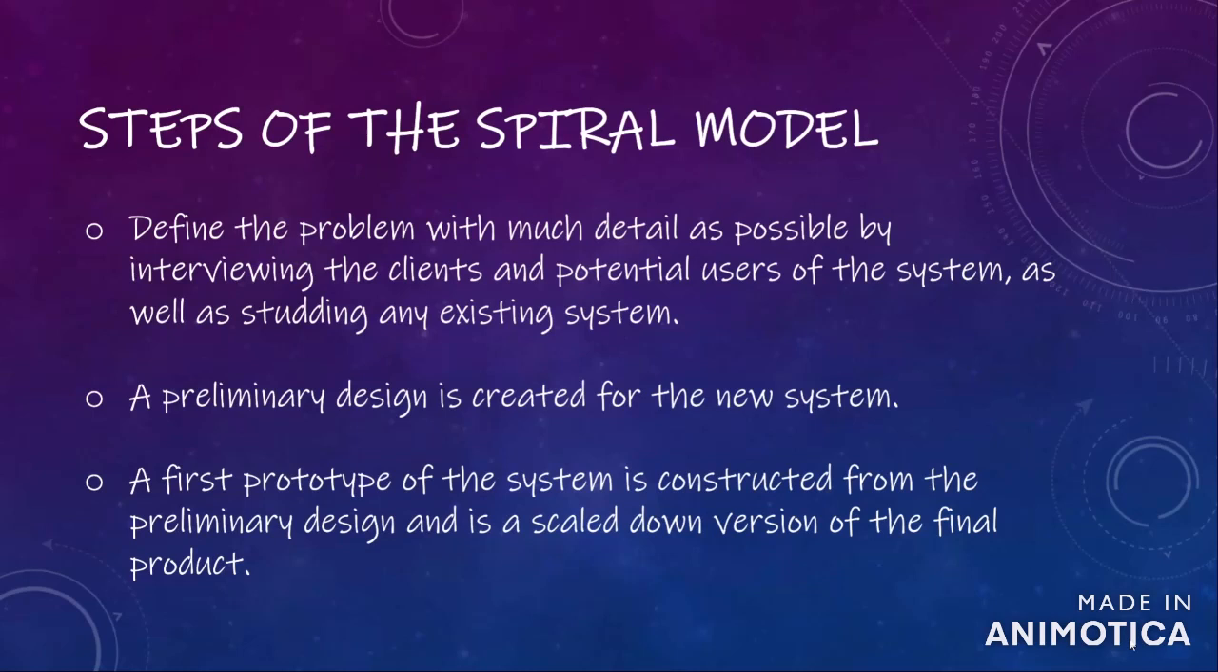Steps of the spiral model. Define the problem with as much detail as possible by interviewing the client and potential users of the system, as well as studying any existing system. A preliminary design is created for the new system. A first prototype of the system is constructed from the preliminary design and is a scaled down version of the final product.